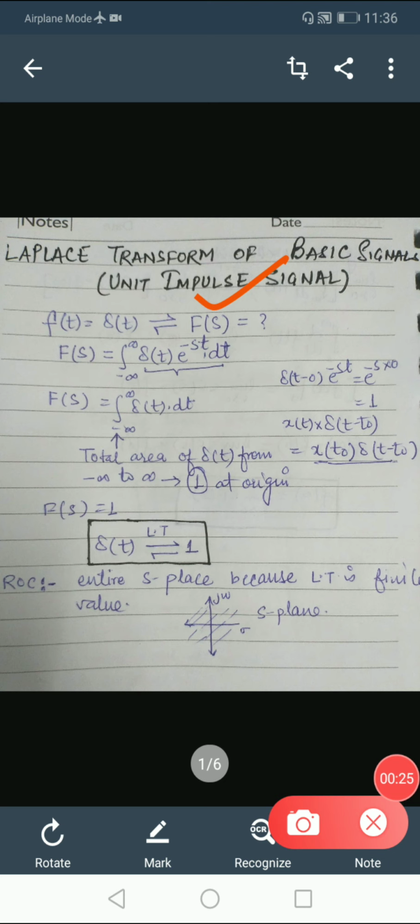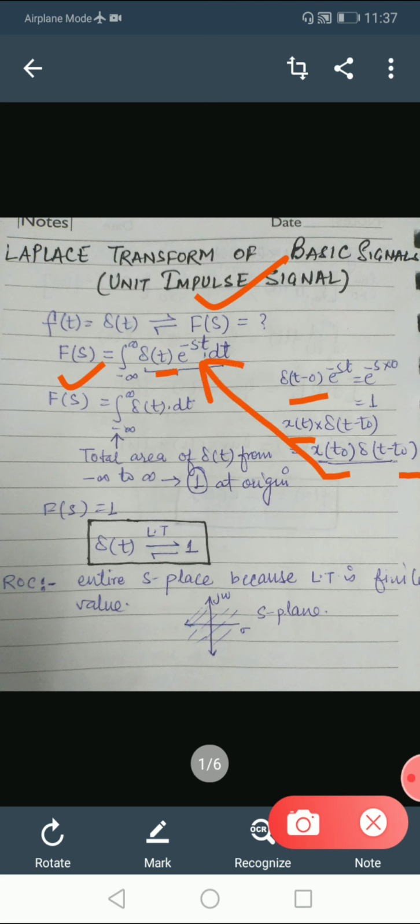Basic definition: F(s) is equal to integration x(t) e to the power minus st dt. Here we put the value of x(t) as delta(t), and the property of impulse function is that delta(t minus t0) into any other function x(t) is equal to x(t0) delta(t minus t0). Then we use this property here.